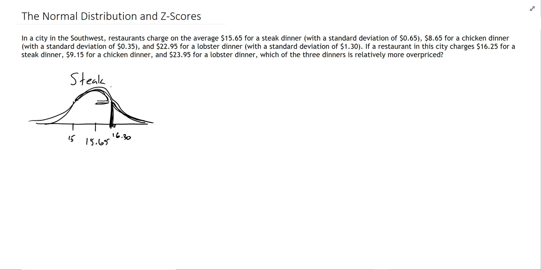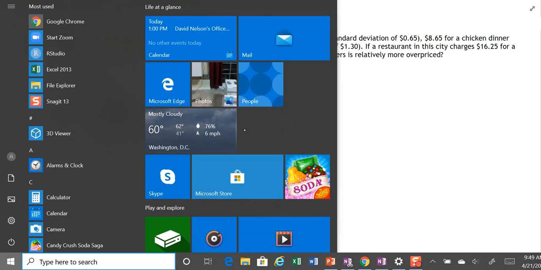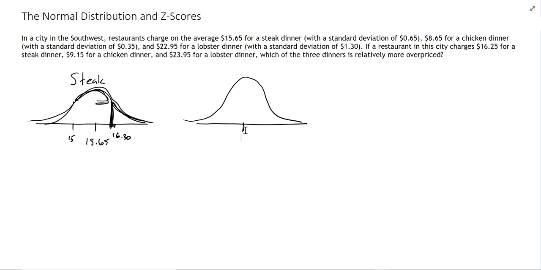And we have a chicken dinner where the mean is $8.65 with a standard deviation of 35 cents. I know that distribution follows that normal distribution again, that same sort of bell-shaped curve, but the label on the bottom is going to be a little bit different. I know that the mean is going to be $8.65, and the standard deviation is 35 cents.